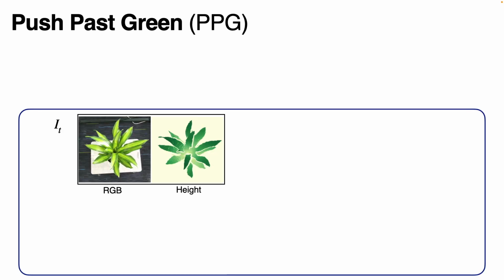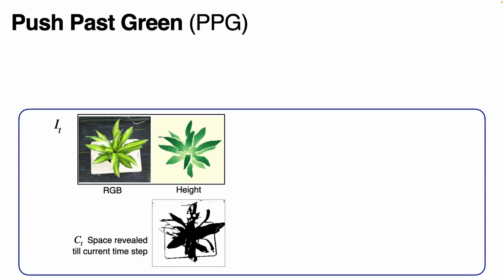We now introduce our proposed method Push Past Screen, PPG. PPG adopts a greedy approach to maximize total space revealed. At each time step, the state of the plant is represented by RGB and height images. We also keep track of space that has already been revealed, showing white. Then we use the cross-entropy method to pick out the best action to execute.